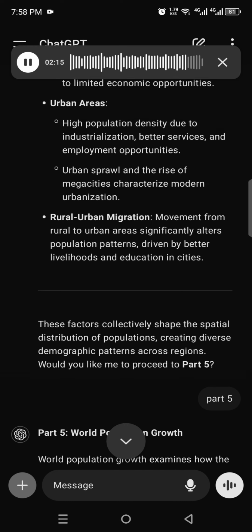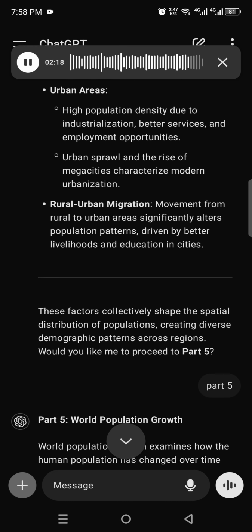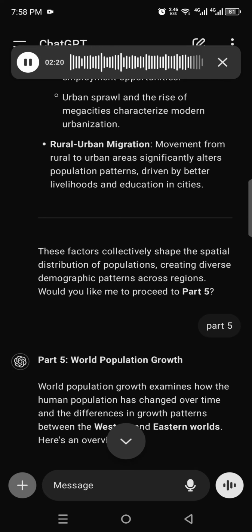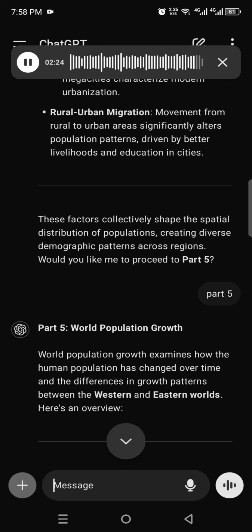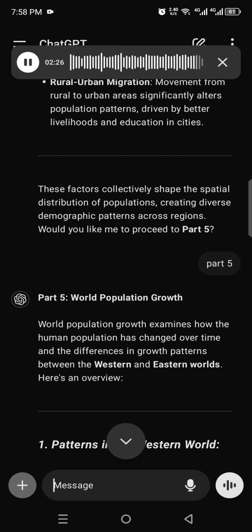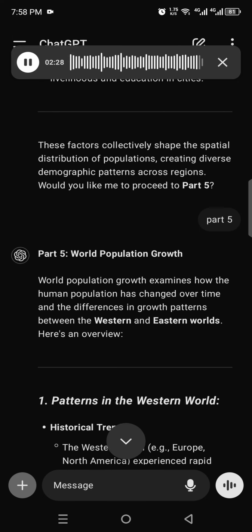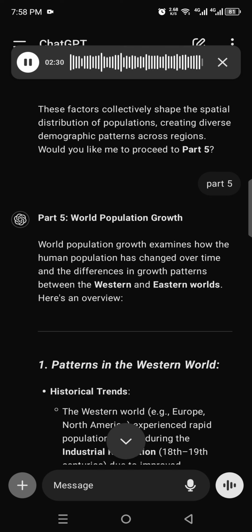Rural-urban migration. Movement from rural to urban areas significantly alters population patterns, driven by better livelihoods and education in cities. These factors collectively shape the spatial distribution of populations, creating diverse demographic patterns across regions.